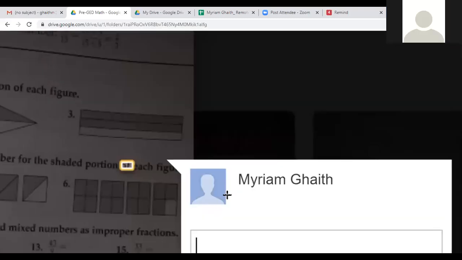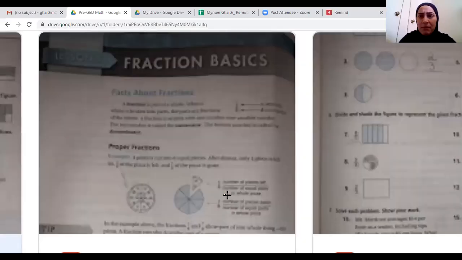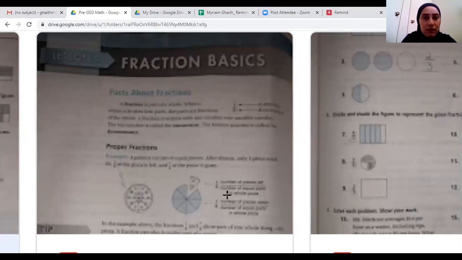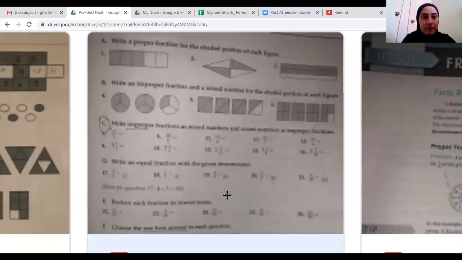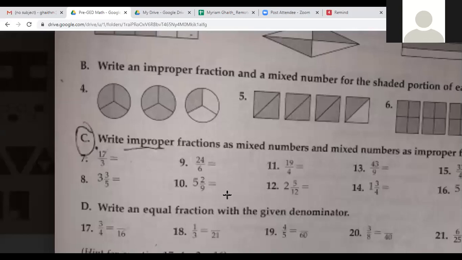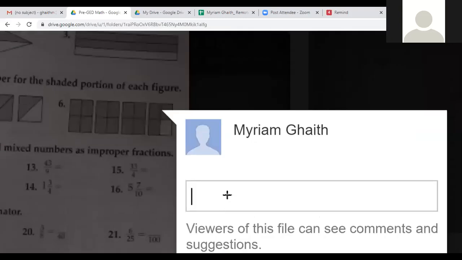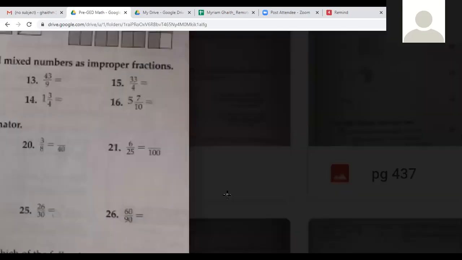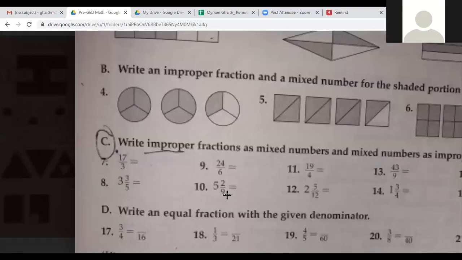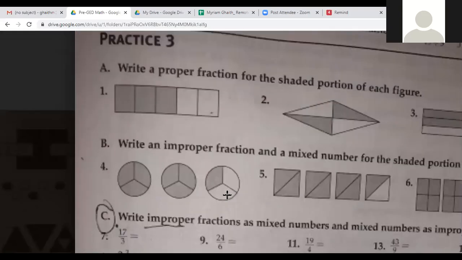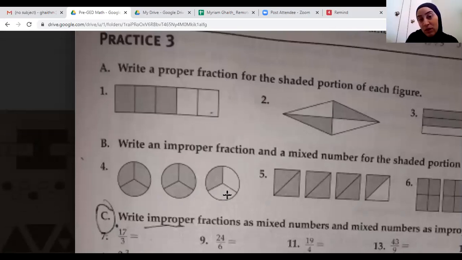Just looking at number 1, what would you put for the answer? I think that for number 1, it's 3 out of 5. 3/5. Mona, do you agree? Yeah, 3 out of 5.